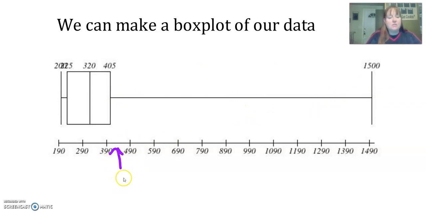Here's our mean right here. And you notice that over 75% of our data, right, because this is 25%, and this is 25%, and this is 25%, and this is 25%, over 75% of our data is below the mean. So it is not a good measure of center. It does not tell us how much the average person spends on food.